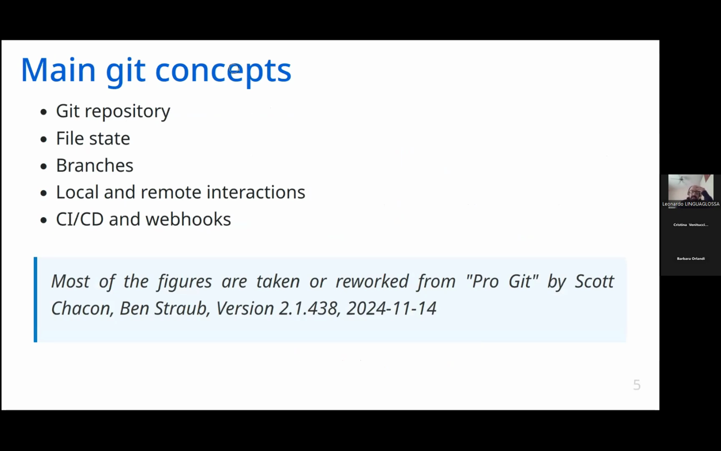We will see that the main Git concepts involve the repository, the state of the file, branches, and the interaction with both the local copy and the remote repository. And then I will also focus on, I think, the killer feature of Git and similar tools, that is the interaction with hooks, which are basically scripts that can be executed on either client side or server side, and complex pipelines like the CI/CD pipeline that I use.